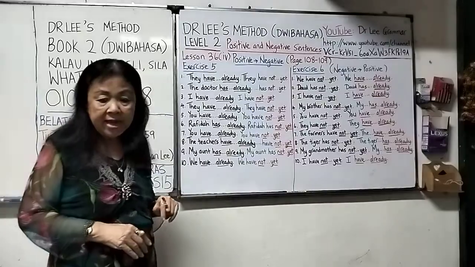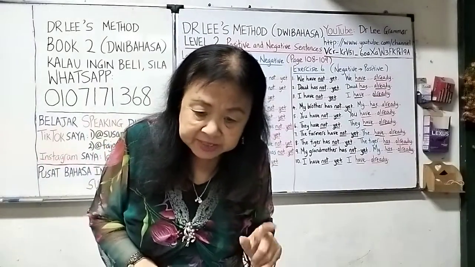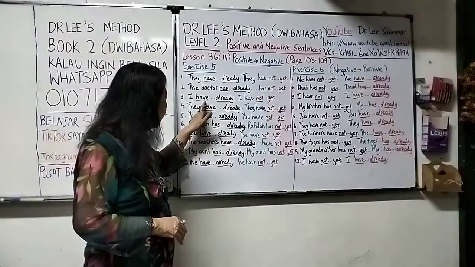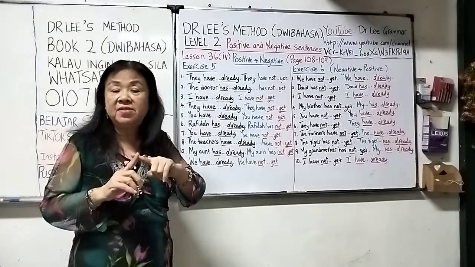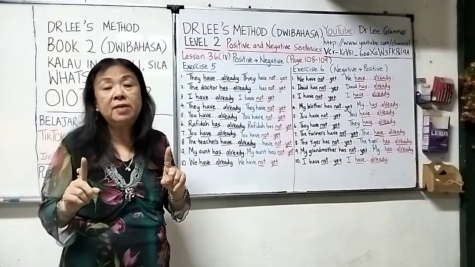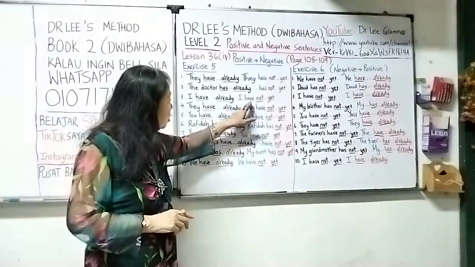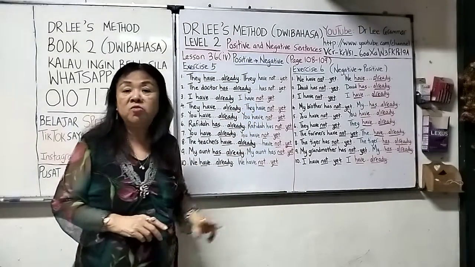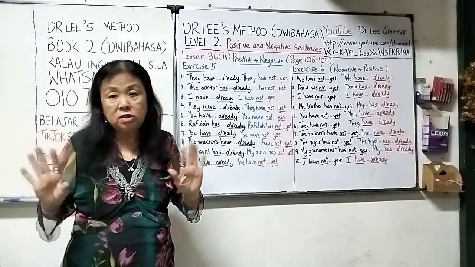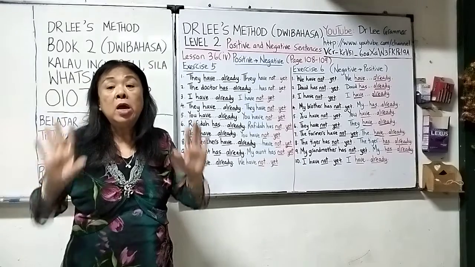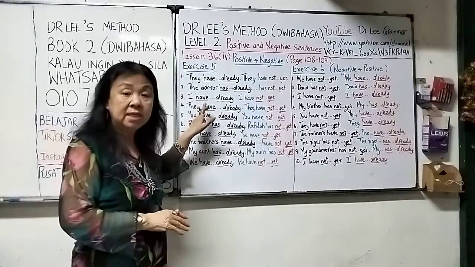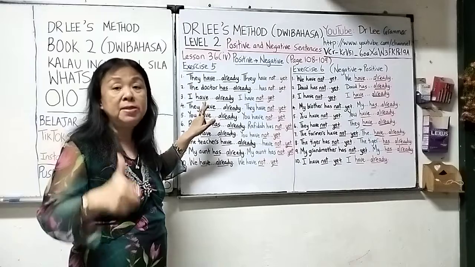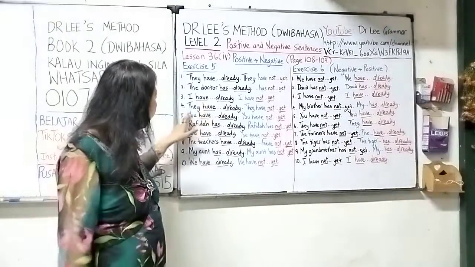Number 3, I have seen that movie already. Have already. Negative: I have not seen the movie yet. So when you use have not, you need to follow with yet. Already is no longer there. You use already because it is a positive, that means yes. That means you use have or has.